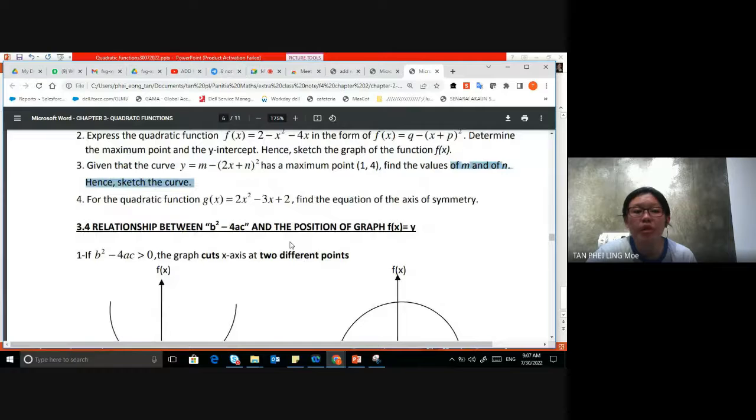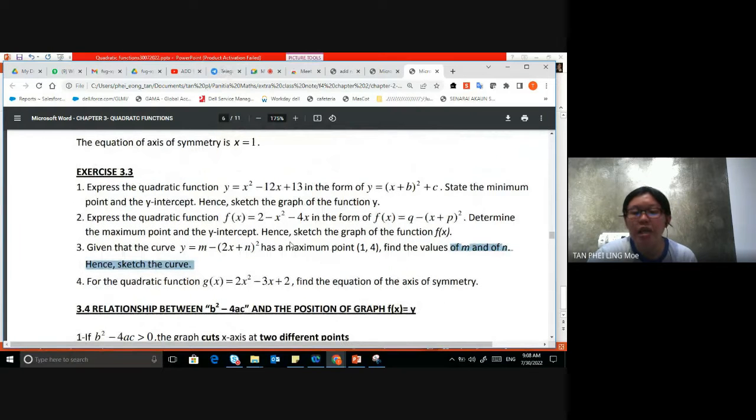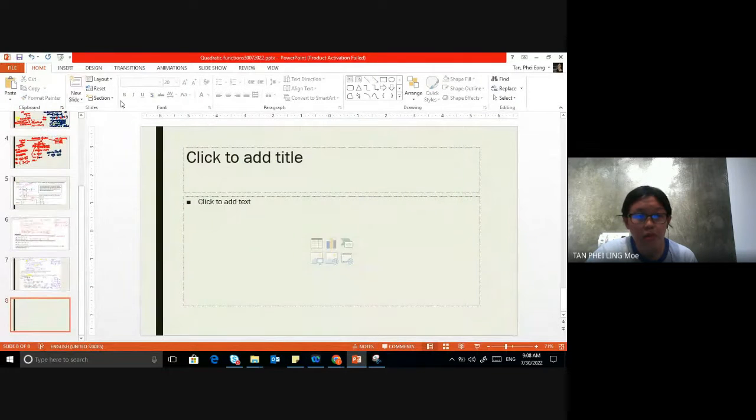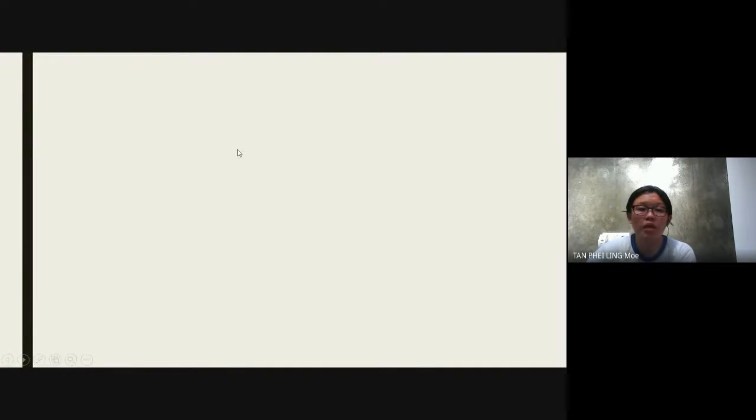Remember, now we are going to sketch the curve. The first step is we look at the A first. We look at the A, the B, and the C. So let us do some revision first. Here, sketching graph: f(x) equals ax squared plus bx plus c.